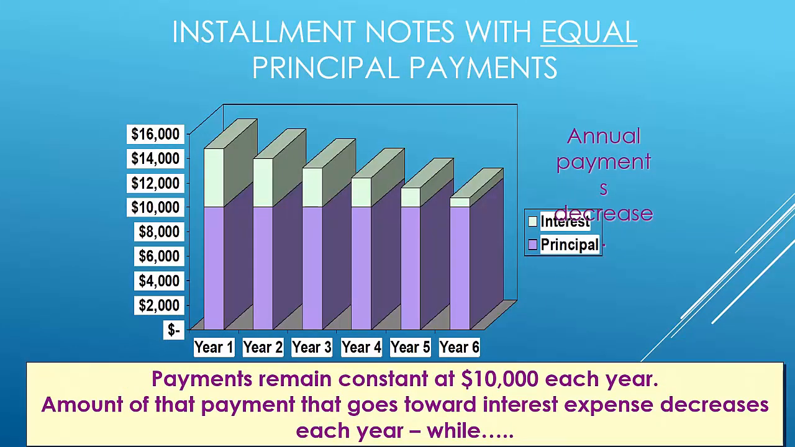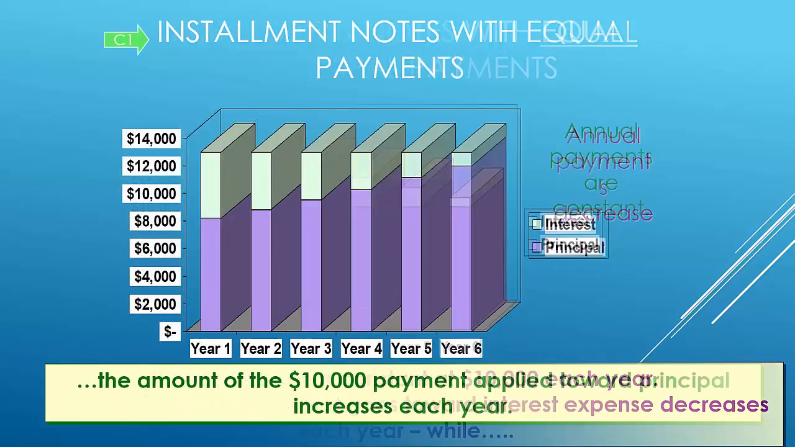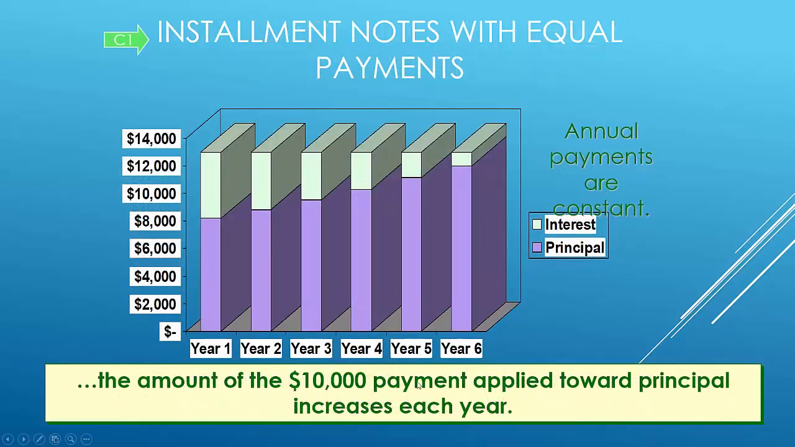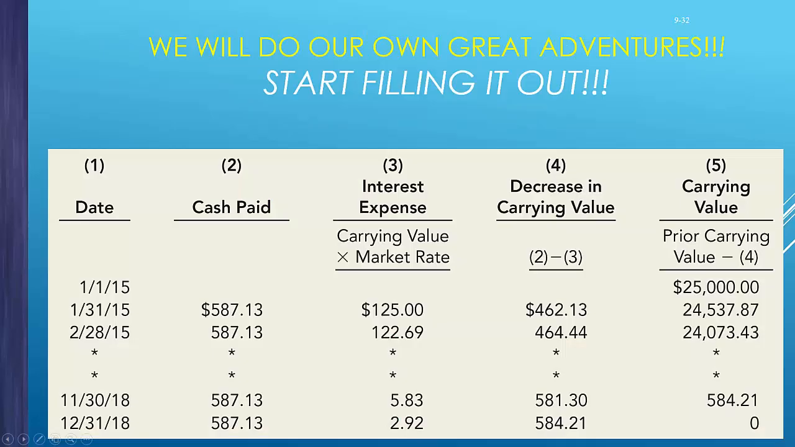Alrighty, so sometimes the payment, like think a mortgage, might have installments, and the payments remain constant throughout the years, and the amount of that payment that goes towards interest expense decreases while the amount of the payments that you make that are applied towards the principal increases every year. And this is compounded interest. So this is a really fun one, and this is typically how mortgages work.